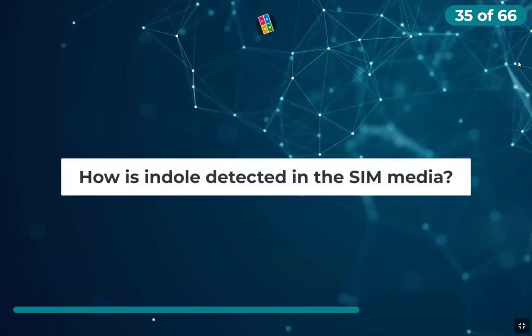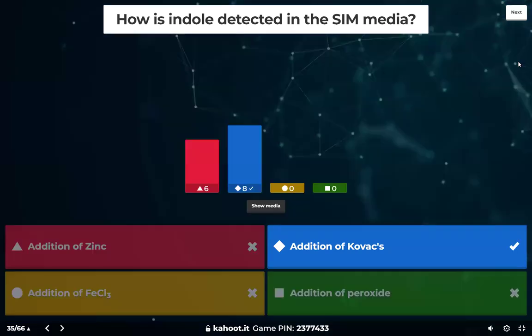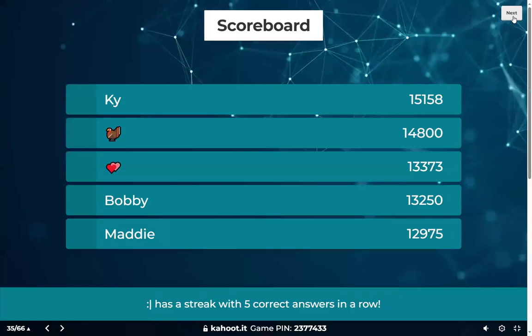So how is indole detected in SIM? Indole is detected in SIM by using Kovacs reagent. So that's what that layer was at the top of the tubes on the right for those 3 tubes. When Kovacs reagent turns red, that means indole is there. That indicates that your organism broke down tryptophan into indole. Otherwise, it stays that golden color. So the gold is negative.